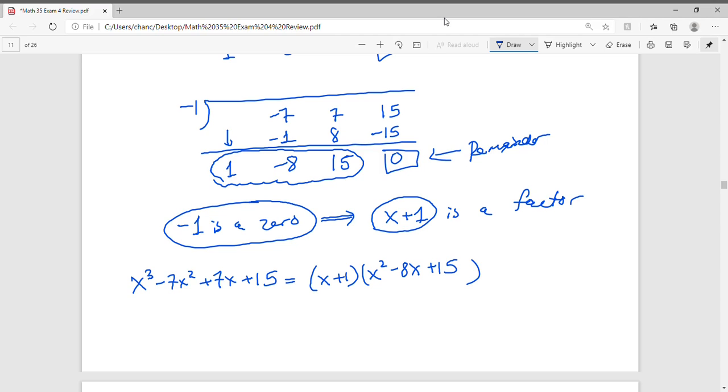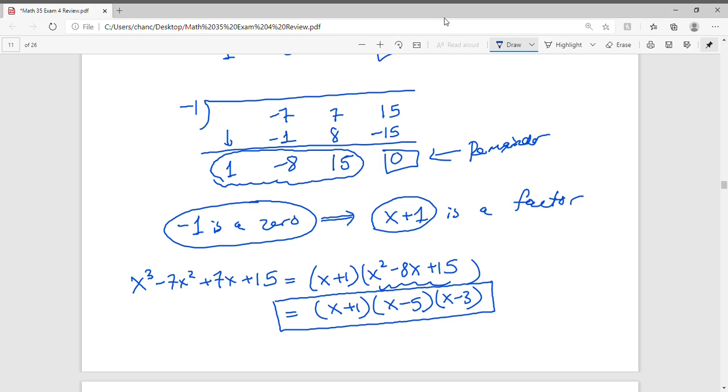But wait, we can do more than that. We could factor this part using the diamond method. It factors as x plus 1 times x minus 5 times x minus 3. So our original polynomial can actually be factored as x plus 1 times x minus 5 times x minus 3. Since these are the factors of our original polynomial, we can find the zeros. The zeros are negative 1, positive 5, and positive 3.